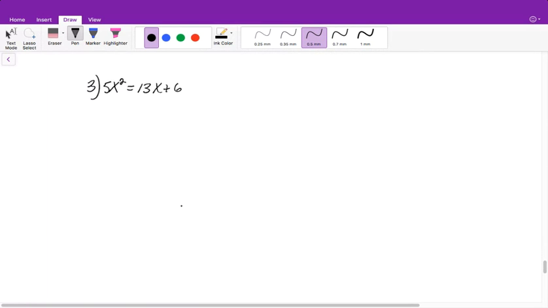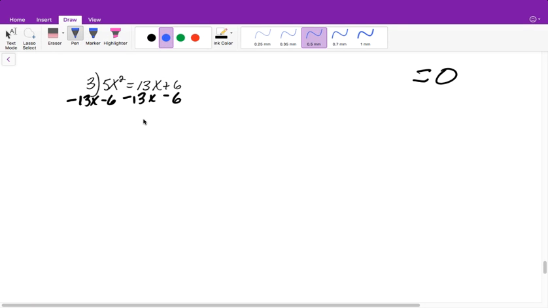All right, the next question will say solve by factoring. Well, when we factor, we need to set it equal to, sorry, not x, we need to set it equal to 0. And we need our x squared to be positive. So that means I'm subtracting over 13x and subtracting over 6. A lot of you guys wanted to try and complete the square on your test. It needs to be set equal to 0. So it's 5x squared minus 13x minus 6 is equal to 0.